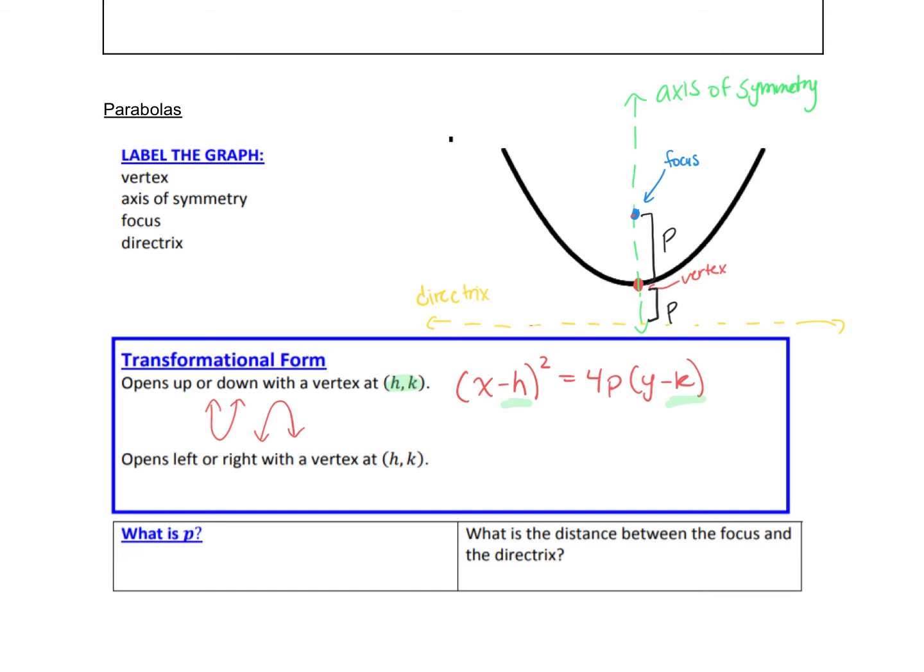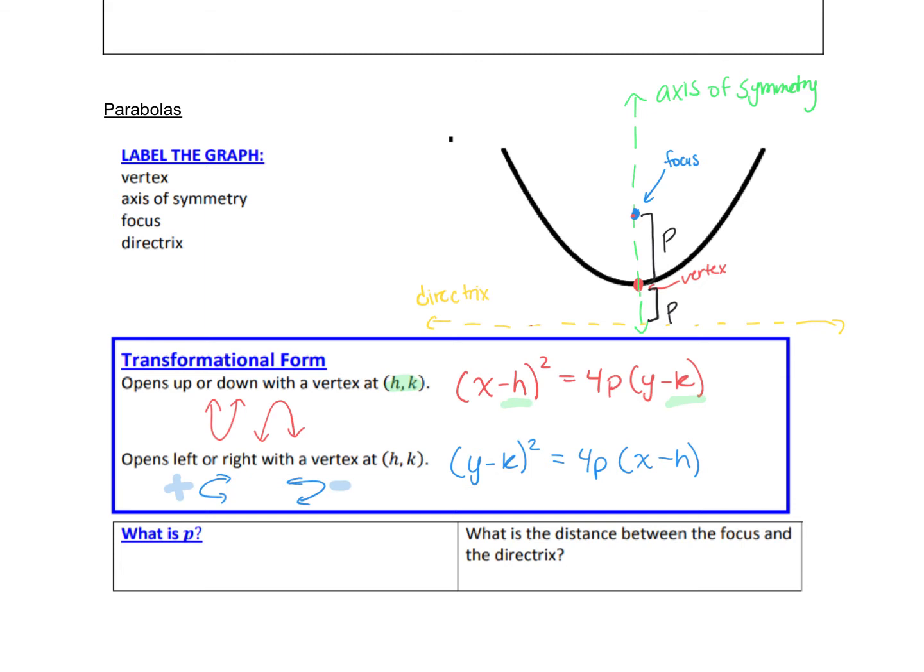Now let's look at our equation that opens left or right. Go ahead and take note of this equation: y minus k squared equals 4p times x minus h. Very similar equation, except now the y is being squared, which means it's either going to open to the right or to the left. How we tell is by looking at this 4p. If this 4p is positive, it's going to open to the right. If it's negative, then it's going to open to the left.